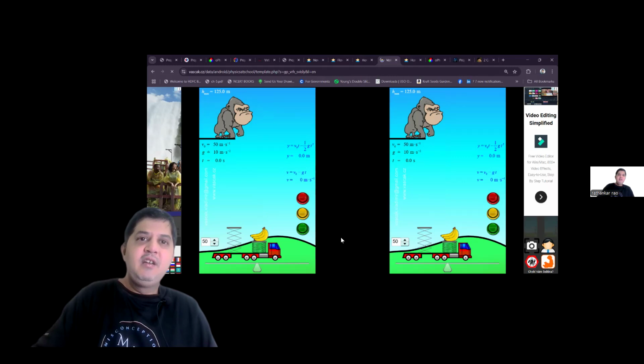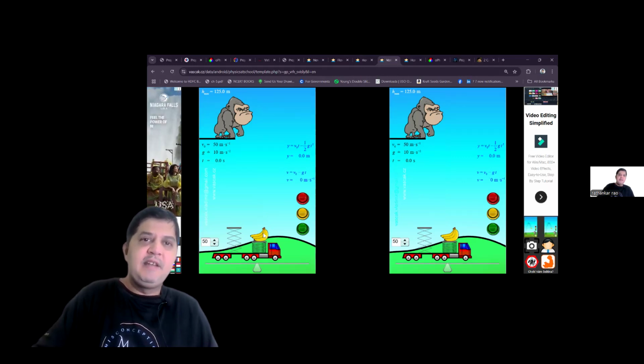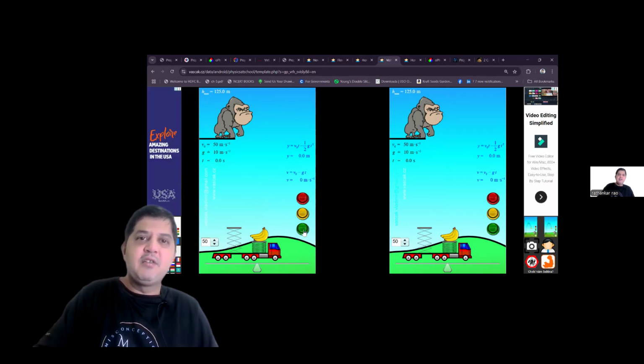Right. Now again here, you see there's a spring, and on top of the spring there's a banana which has been loaded. There's a truck kept over here, and the velocity of this could be adjusted, but anyway, I'm not changing anything over here. Let me click on this green button. So what do you expect?